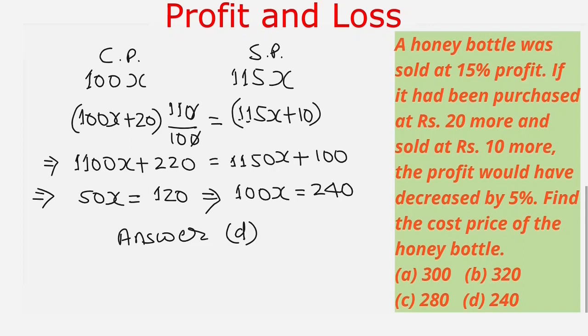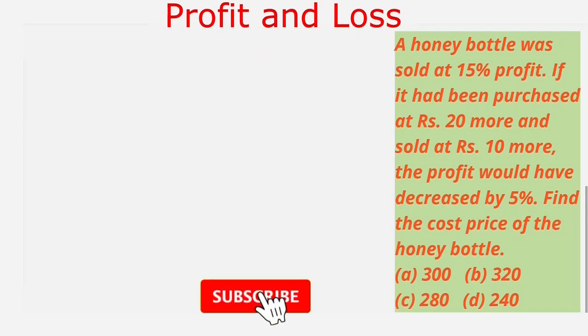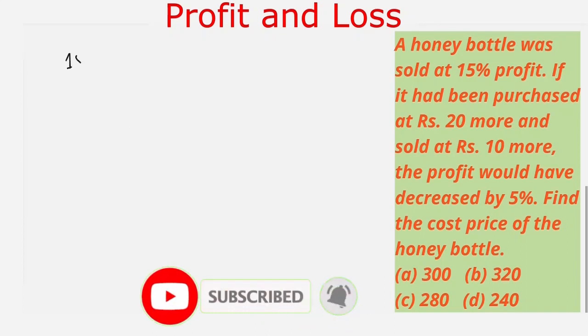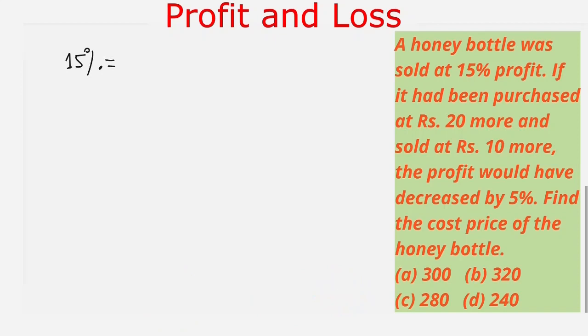Now we solve this question by the shortcut method. Earlier the profit was 15%, and 15% when converted into a fraction gives us 3 upon 20. 15 upon 100 is 3 upon 20. And later, after the decrease in profit by 5%, the profit becomes 10%, and 10% when converted into a fraction is 1 upon 10.